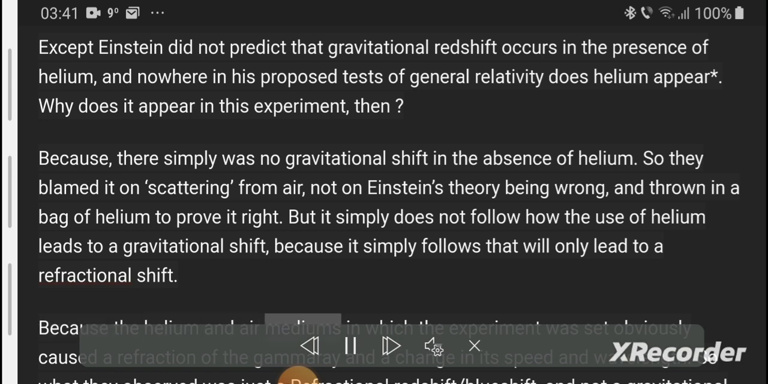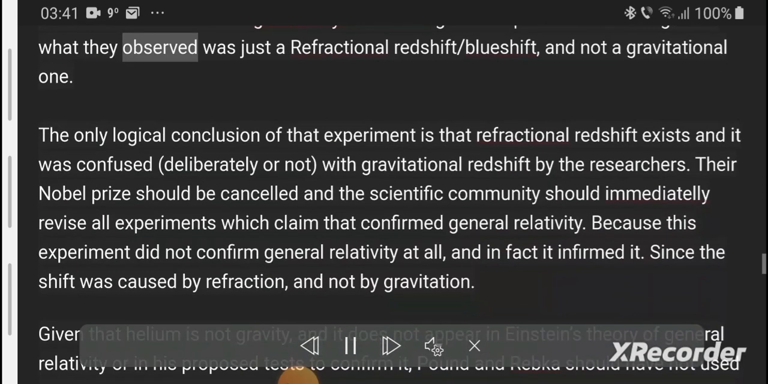Because the helium and air mediums in which the experiment was set obviously caused a refraction of the gamma ray and a change in its speed and wavelength. So what they observed was just a refractional redshift or blue shift, and not a gravitational one. The only logical conclusion of that experiment is that refractional redshift exists and it was confused, deliberately or not, with gravitational redshift by the researchers.